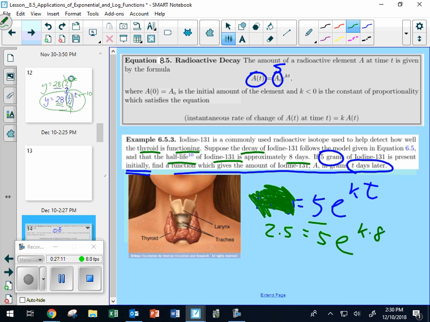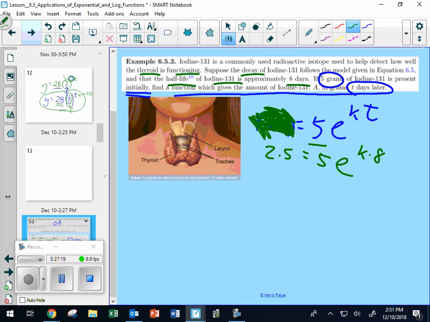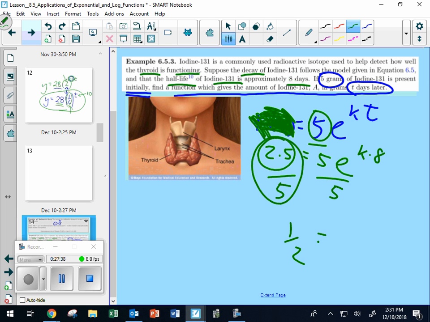Okay? You could solve that for k? All right, let me help you solve it for k. That's your first job, is to solve that for k. I put in half of it here. I started with 5. All right, so now I'm going to divide by 5, and who knew 2.5 over 5 would be 1/2 equals e to the k times 8.